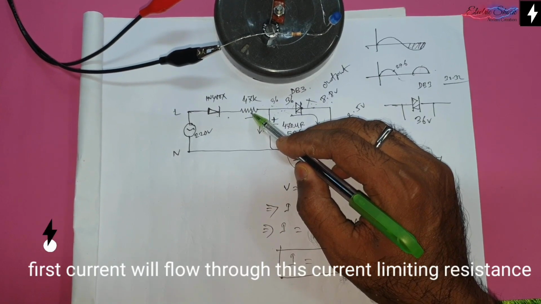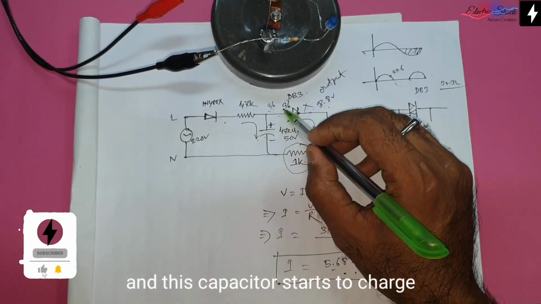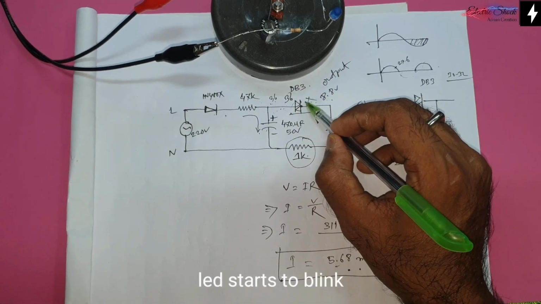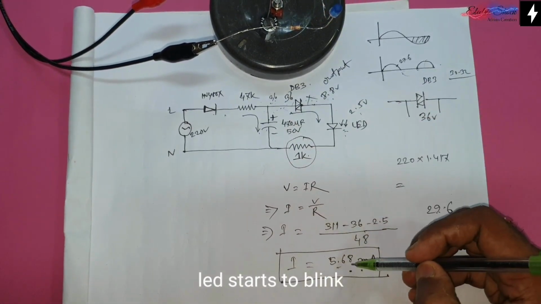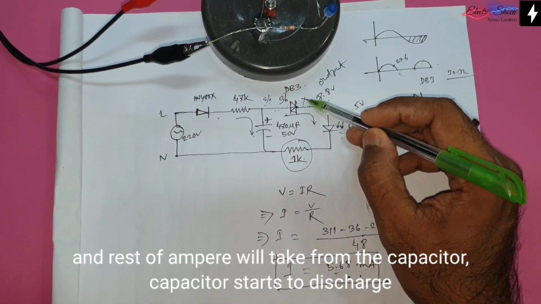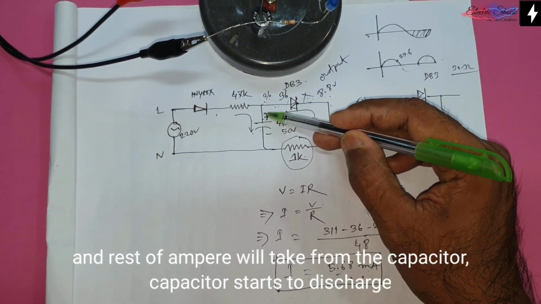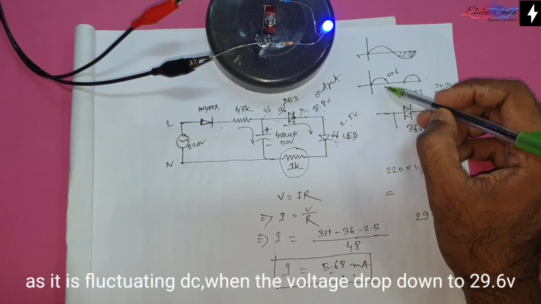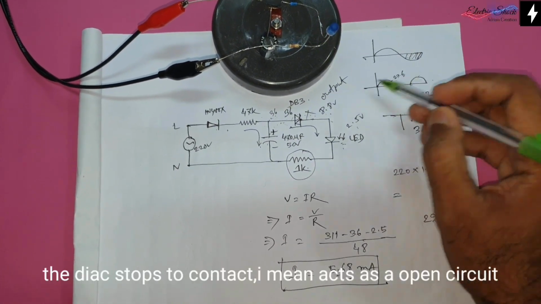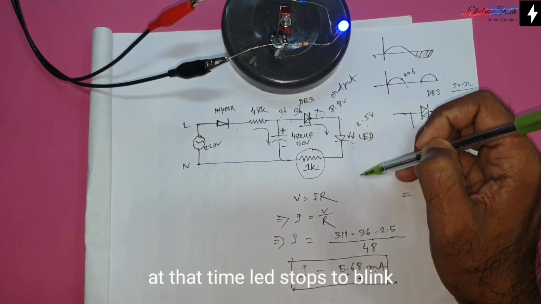First, current will flow through the current limiting resistance, and this capacitor starts to charge. When the voltage rises to 36 volt, the diac starts to conduct, the LED starts to blink, and this 5.6 milliampere will flow through the whole circuit, and the rest of the ampere will be taken from the capacitor. The capacitor starts to discharge. As it is fluctuating DC, when the voltage drops down to 29.6 volt, the diac stops conducting, acts as an open circuit, and the LED stops blinking.